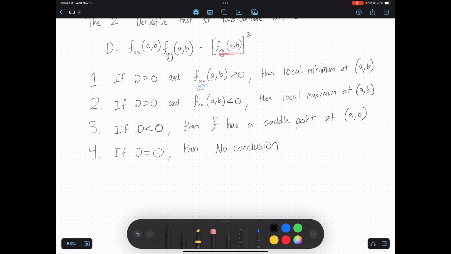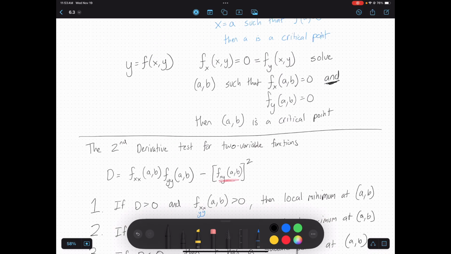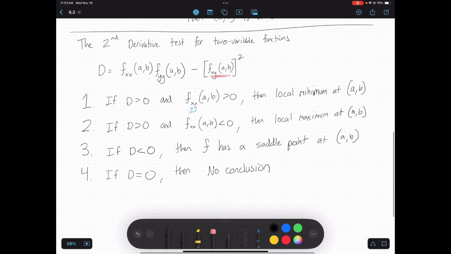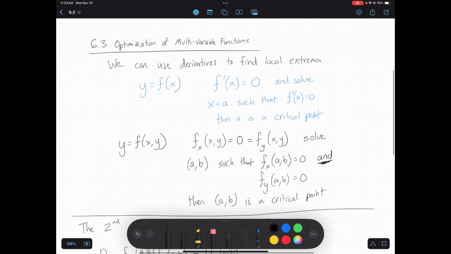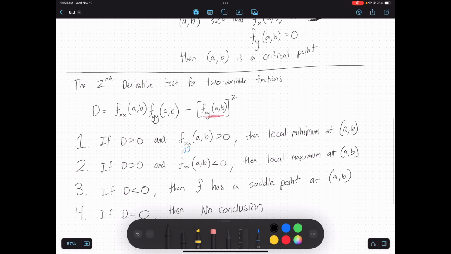That's how I actually decide if these critical point coordinates are actually minimums or maximums. Okay, go ahead and give this a try on the homework. See if you can figure out where these multivariable functions have minimums or maximums.